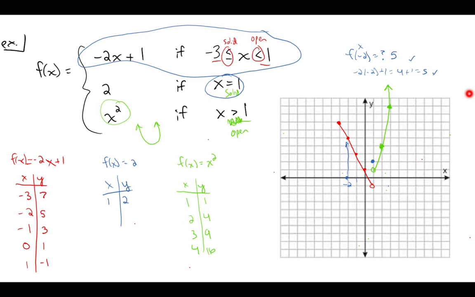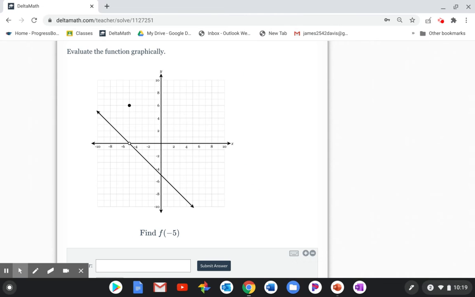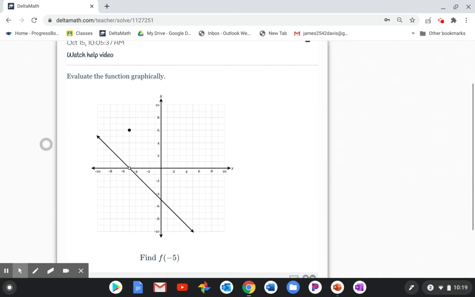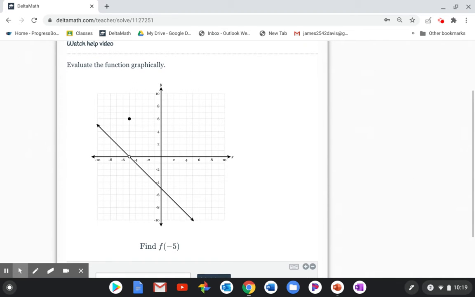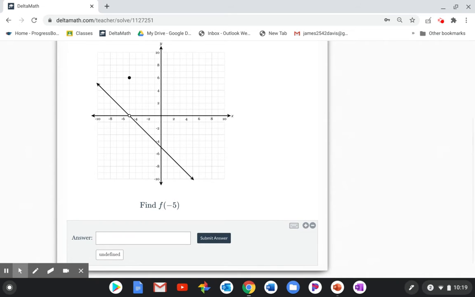So let's flip over to Delta Math and look at the first thing you're going to be asked to do, and that is going to be to evaluate these piecewise functions graphically. So we're going to be given a graph of a piecewise function, and you need to figure out what the value is. The first one here is f of -5 is what we're supposed to find.